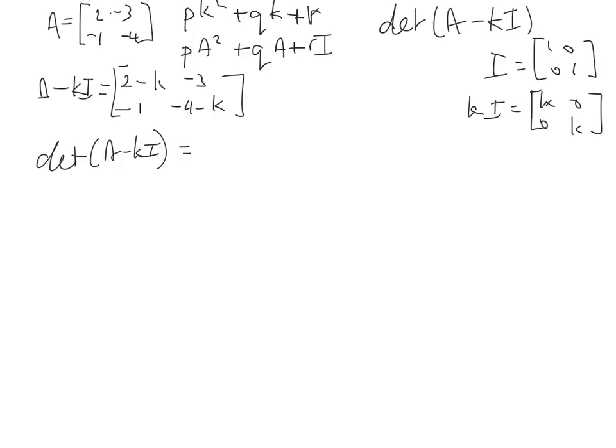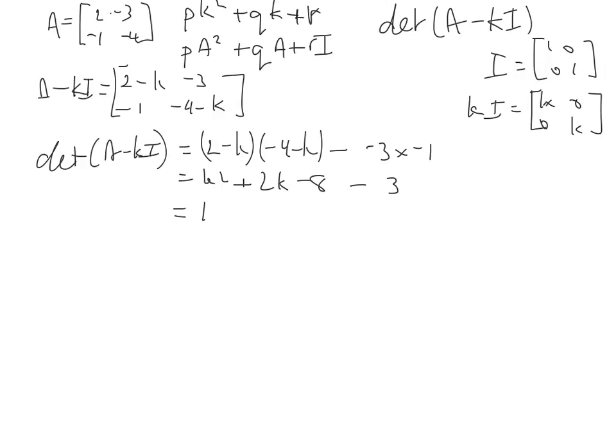equals 2 minus k multiplied by negative 4 minus k, and we take away negative 3 times negative 1. From there we expand this and we get k squared plus 2k minus 8, and this here ends up being minus 3. Continue to simplify, and we get k squared plus 2k minus 11.